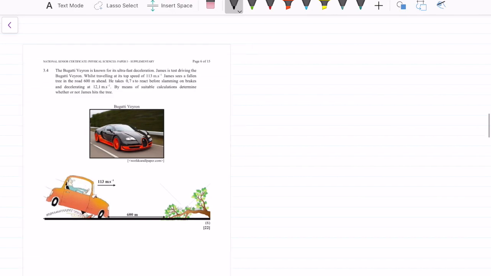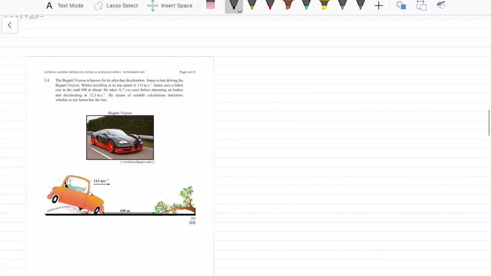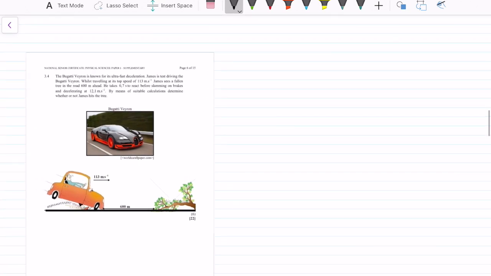Okay, now we've got a nice long question for 6 marks. Let's do it on this side, not this side. Okay, so question 3.4. The Bugatti Veyron is known for its ultra-fast deceleration. Whilst traveling at a speed of 113 meters per second, James sees a fallen tree 600 meters ahead. He takes 0.7 seconds to react before slamming on his brakes and decelerating at 12.1 meters per second squared. By means of suitable calculations, determine whether James hits the tree.